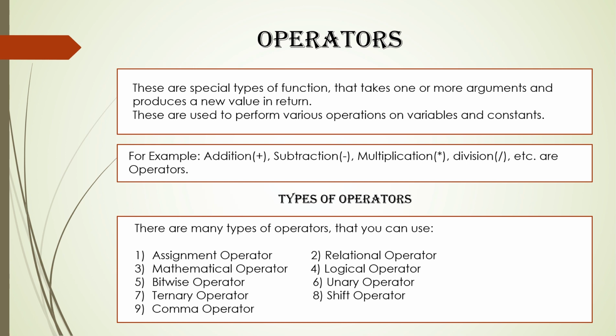In C++ there are many types of operators, and they are the assignment operator, relational operator, mathematical operator, logical operator, bitwise operator, unary operator, ternary operator, shift operator and comma operator. Now let's see what these operators are in detail.